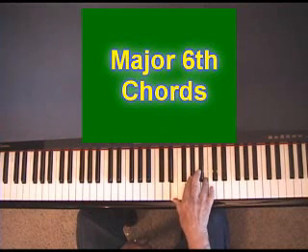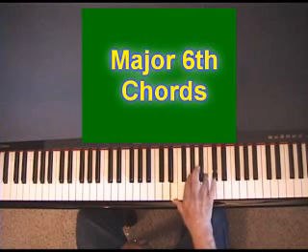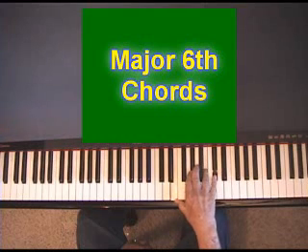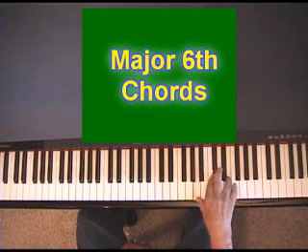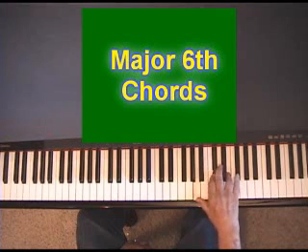For E, what would we do? Should we add C? No, because that's only a half step above the 5th. We have to go up a whole step, so it would be C sharp. So that's E6. There's an A major triad. How would we add a 6th? Right, we go up a whole step from E, and that's F sharp. And so that's A major 6.